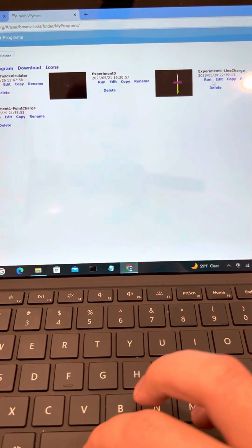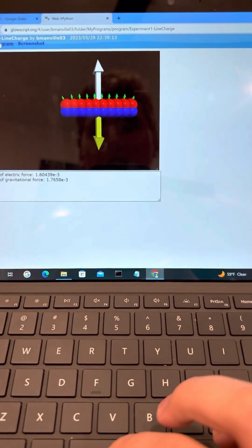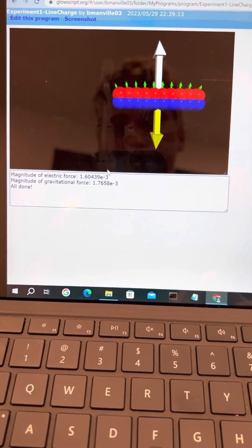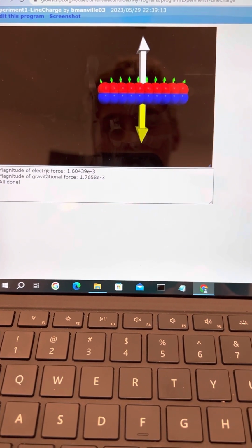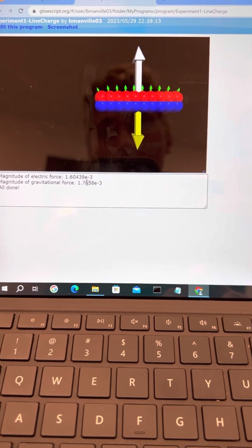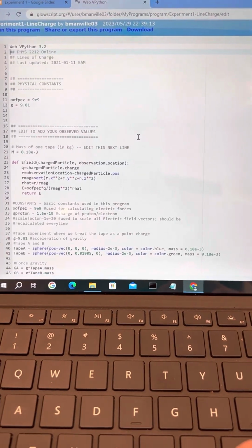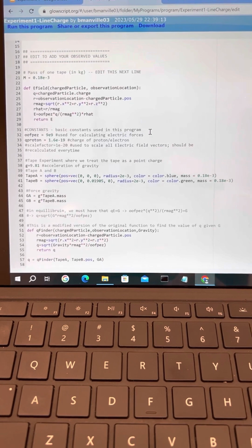Now we're going to move to treating it like a line. These are the results that we get. If you notice, the magnitude of electric force is actually smaller than gravity here, so we get something slightly different. We have the same thing up here.